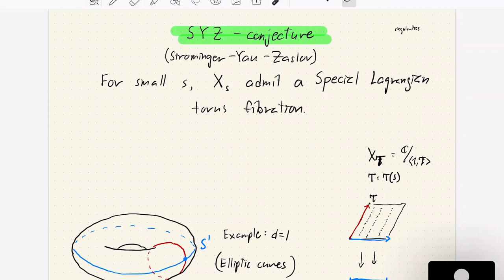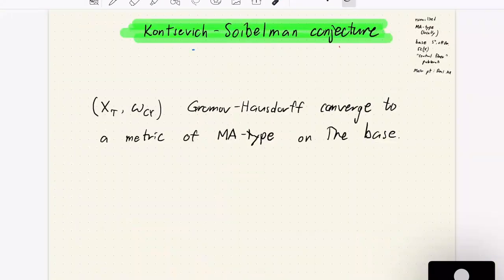So there is another conjecture, which says that as s tends to zero, the size of these fibers is going to be much smaller compared to the base. So up to normalization, if we normalize to make sure the diameter of the spaces is constant, then these fibers are going to collapse. So in this case, we started with an elliptic curve, and then in the limit, we got just S^1. More precisely, this is often called the Kontsevich-Soibelman conjecture or the Gross-Wilson conjecture. And that says that up to normalization, these metric spaces will Gromov-Hausdorff converge to a metric of Monge-Ampère type on the base.